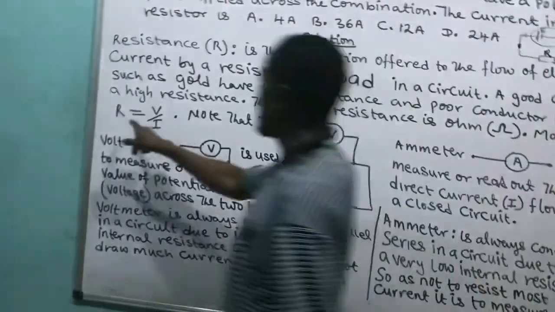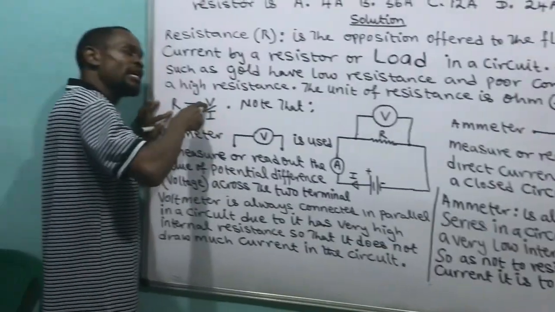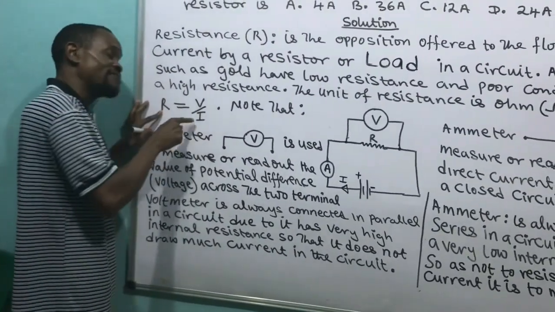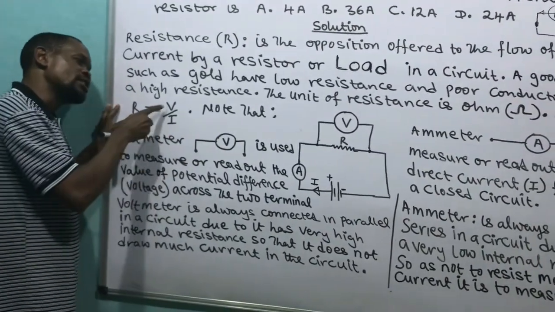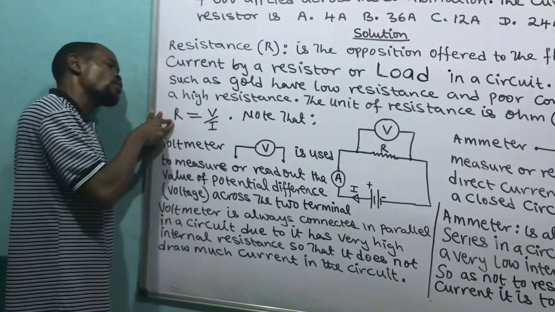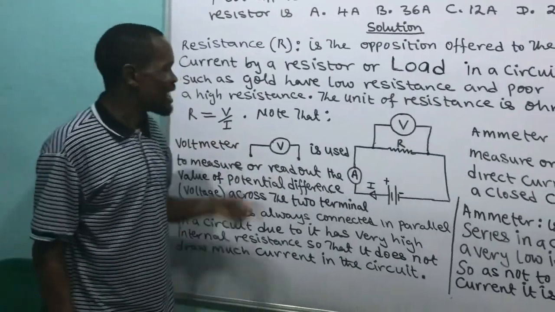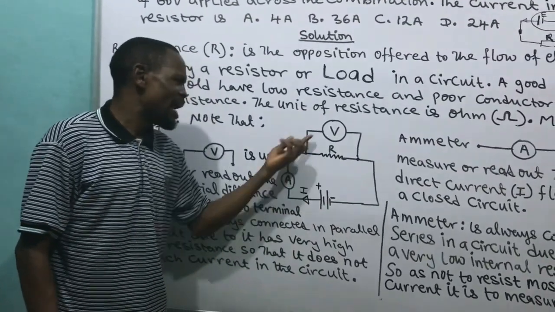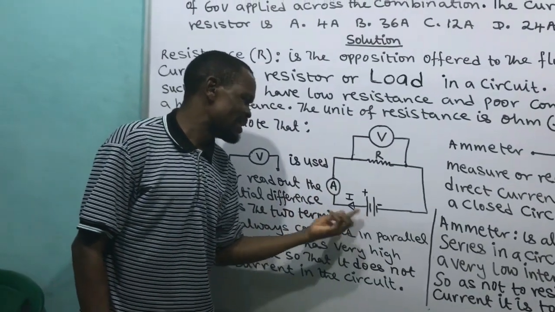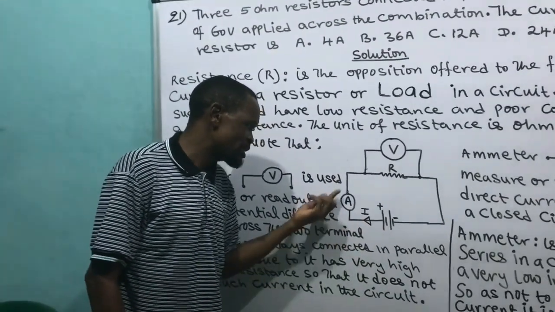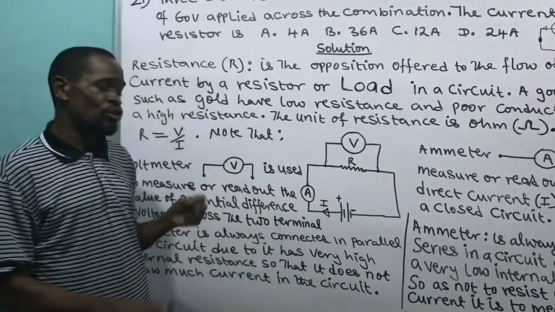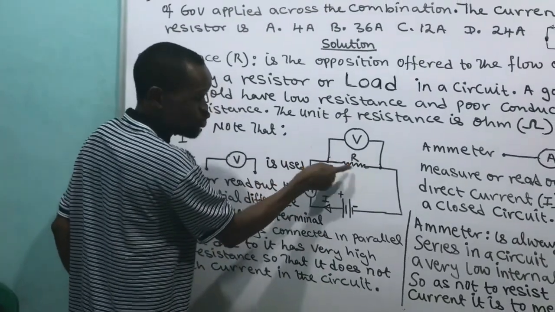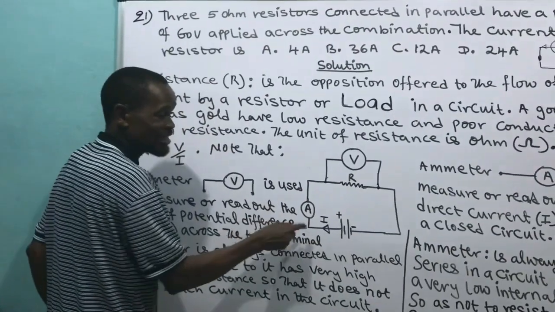Mathematically, we said that resistance is equal to the voltage drop across the resistance divided by the current absorbed. This is the voltage drop divided by current, which will give me resistance. Then note that, look at this circuit. This circuit has the battery, the ammeter, and the voltmeter. This is the ammeter, this is the battery, this is the current the battery produces, which passes through this. And the ammeter is used to read out this battery current, the current that is flowing to this load.